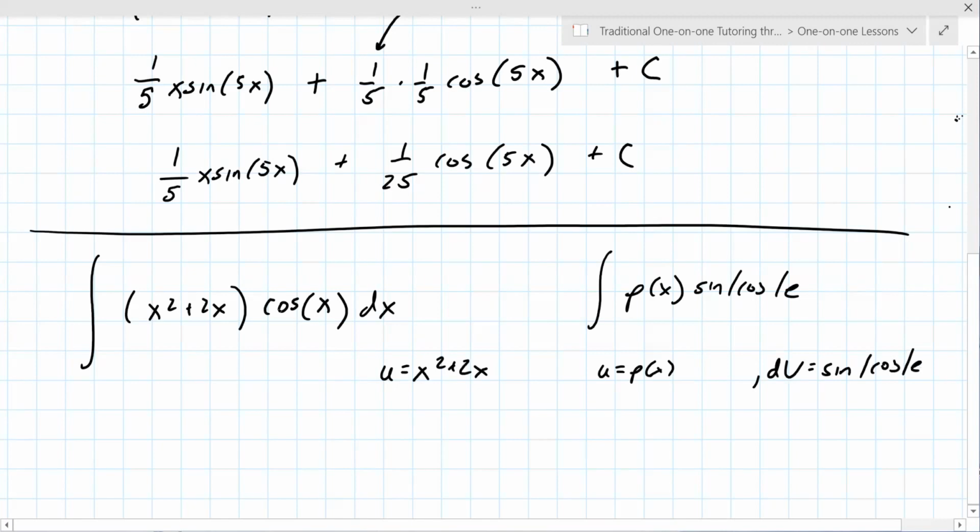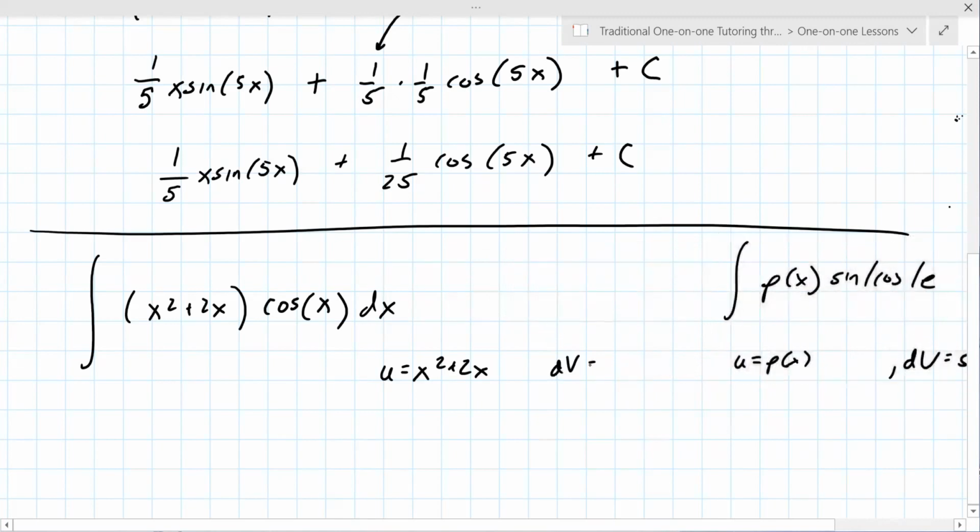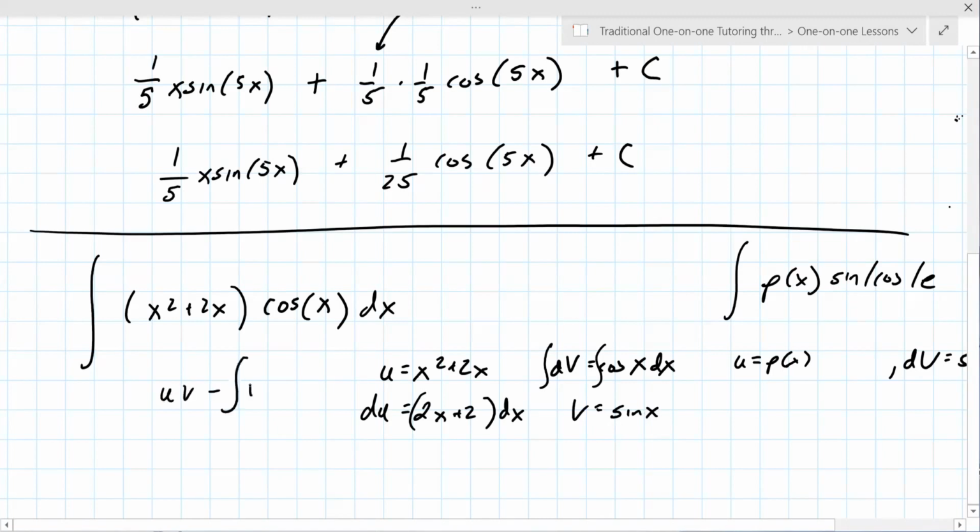Like on your exam, it might be e to the x over here. So that means your dv, in the problem we're doing, is the cosine x dx. So you have to take a derivative here: du is 2x plus 2 times dx. And then you're integrating on the right here, your v is sine x. And from here, you just remember your formula, uv minus the integral of v du.